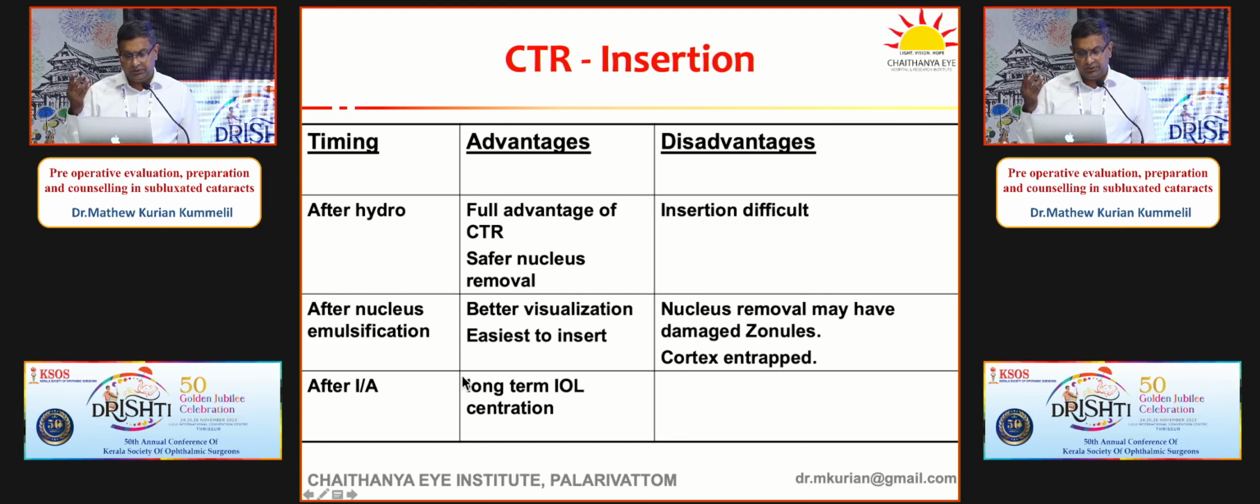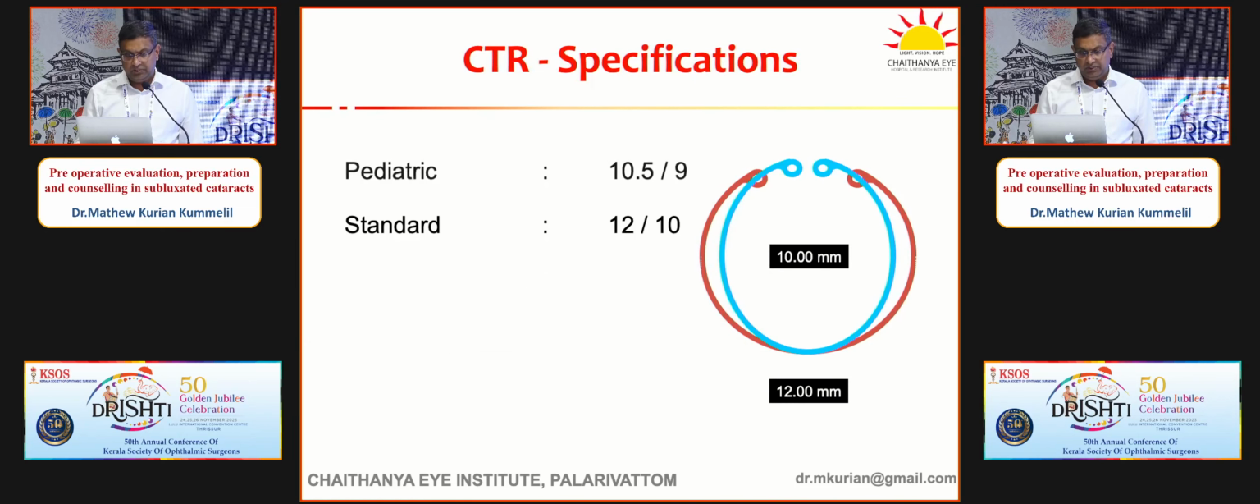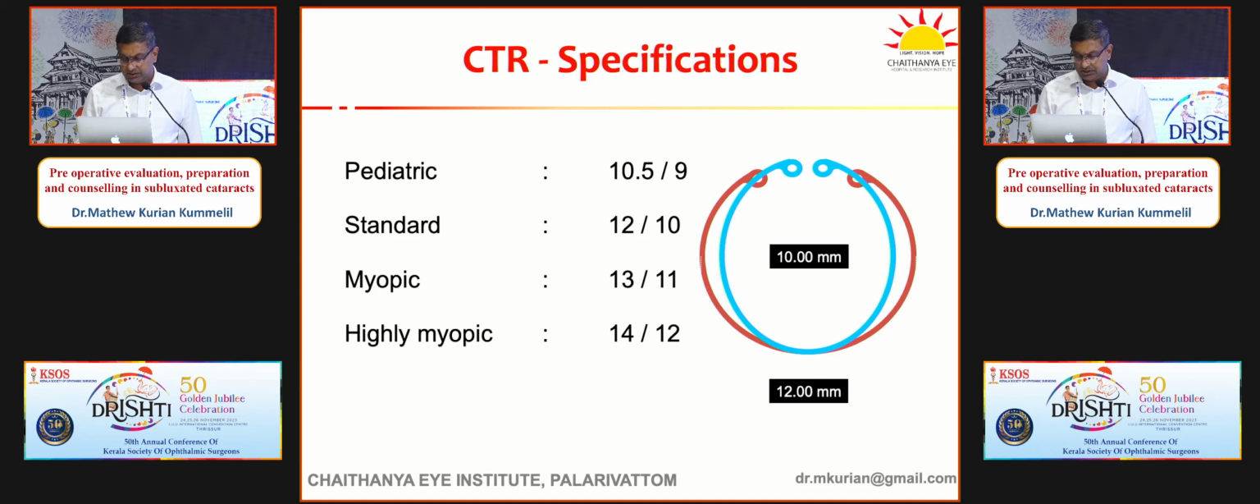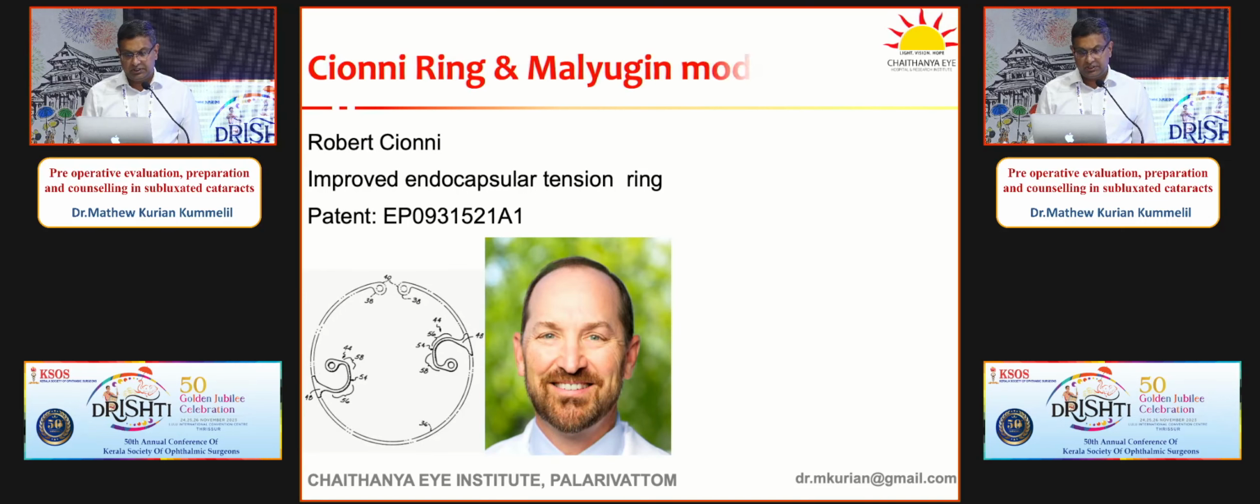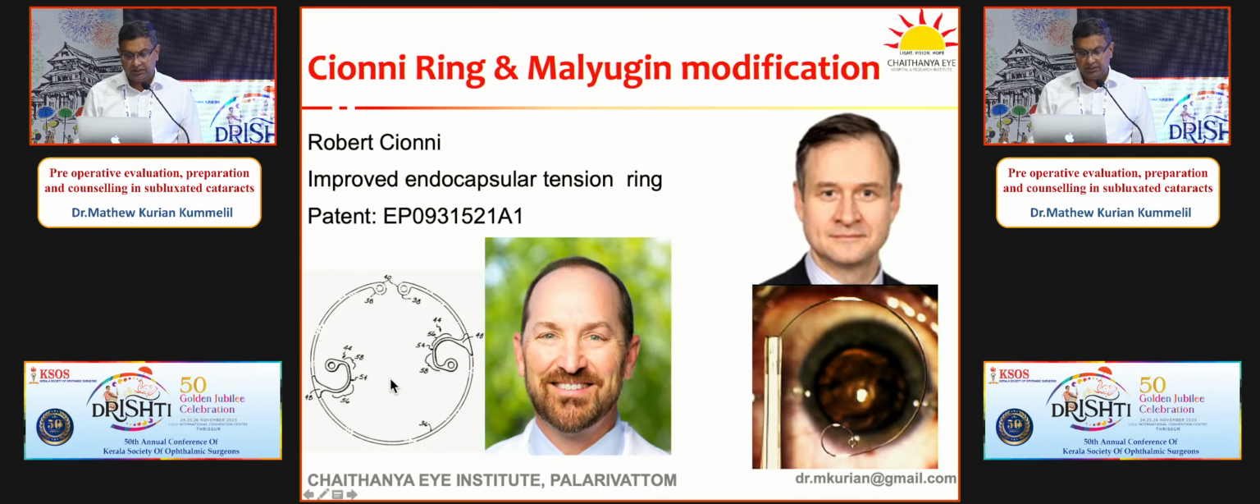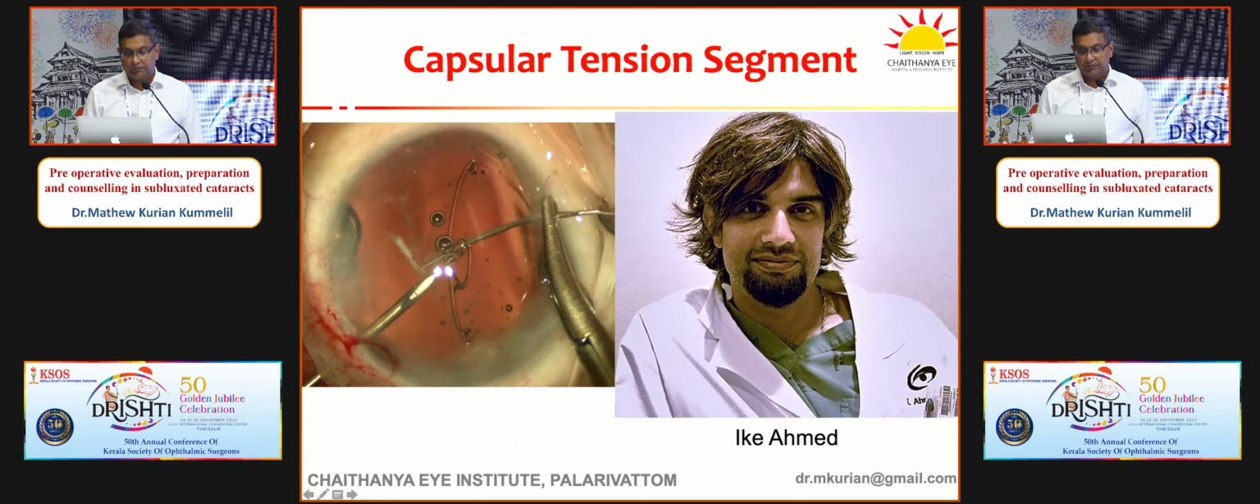After I&A, it may be for long-term IOL centration, but you have to be certain that you haven't lost the bag by then. Various sizes are available. Larger size is preferable. The fixation, Cionni ring, and the Malyugin modification difference is that in one, you suture at the middle, whereas the Malyugin modification is suturing at the end. The capsular tension segments are much less bulky, easier to implant, and this is what I prefer currently.